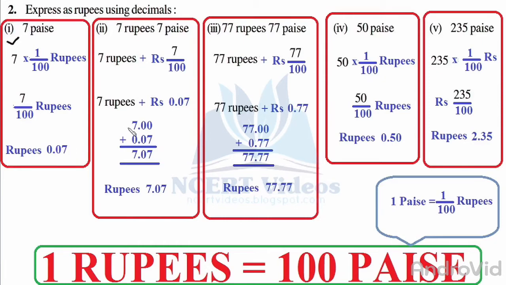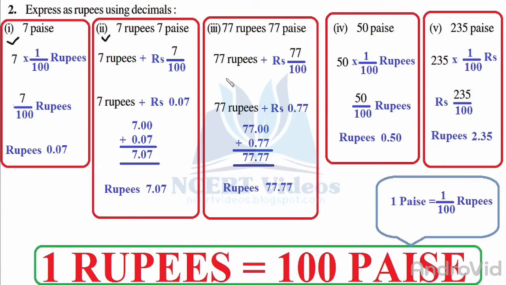So you write this in decimal form, it is 7.00. You place the zeros, it doesn't change anything. Then write it as it is. And you have learned in your previous classes to put the decimal below the decimal. Then the calculation becomes easier. So write as it is 0.07. Now 7 as it is, 0 and 7. That is 7.07 rupees.